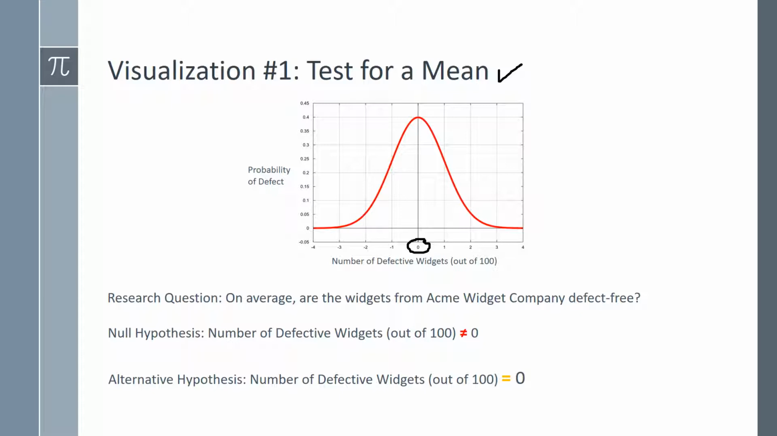So the null hypothesis is our condition, and it doesn't equal 0. So the null hypothesis will be the number of defective widgets out of 100 which doesn't equal 0. And the alternative hypothesis for our example will be the number of defective widgets out of 100 which does equal 0.